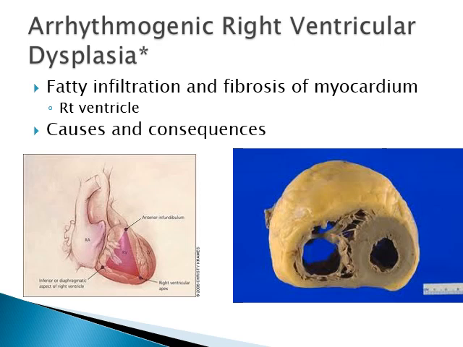Causes and consequences of this. So there's a genetic component to this, and the biggest thing is either a ventricular tachycardia or ventricular arrhythmia that can become life-threatening. And again, what a person who has this will begin to experience is they'll just start to have your common cardiac signs and symptoms with activity.